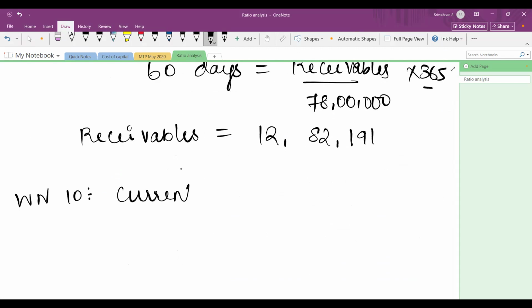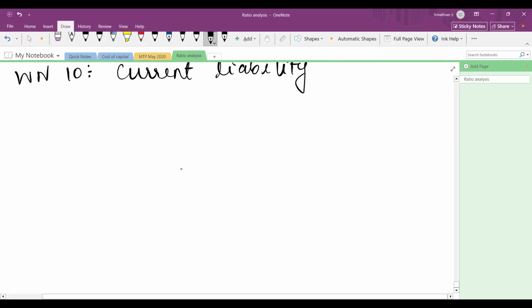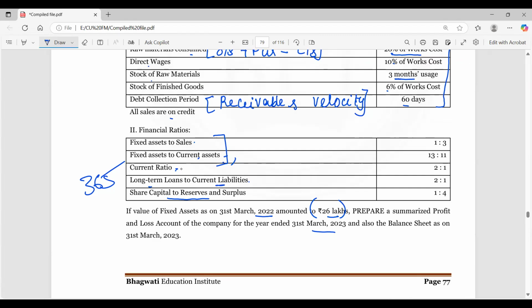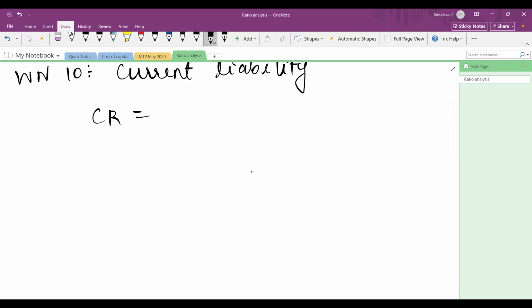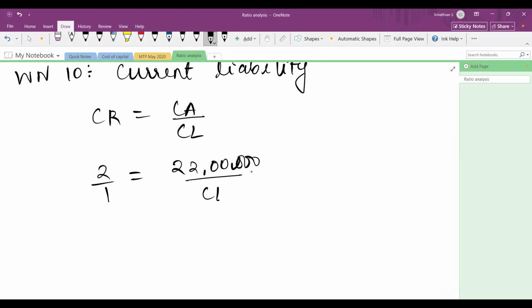Current liability. So what is the current ratio given in the question? It is 2:1. So current ratio is equal to current asset by current liability. 2/1 is equal to current asset, how much? 22 lakhs. So current liability will be equal to 11 lakhs.